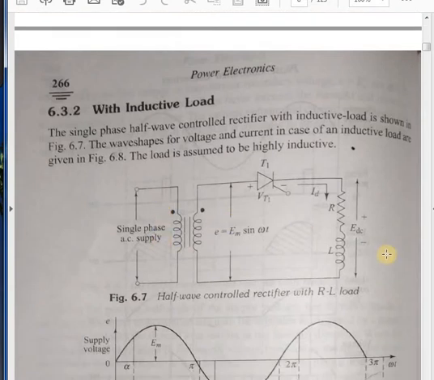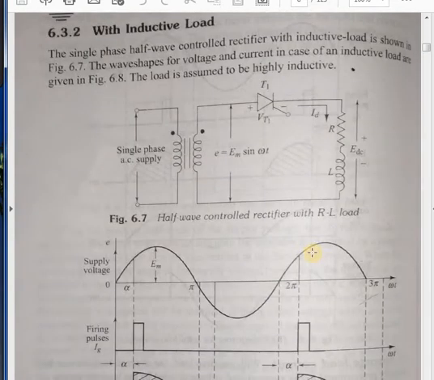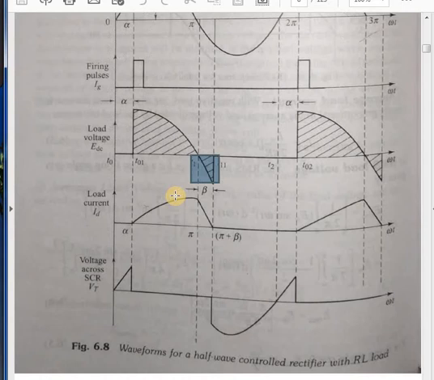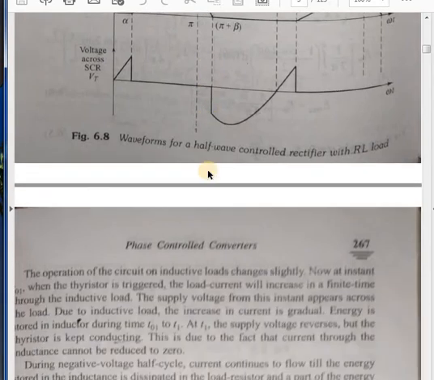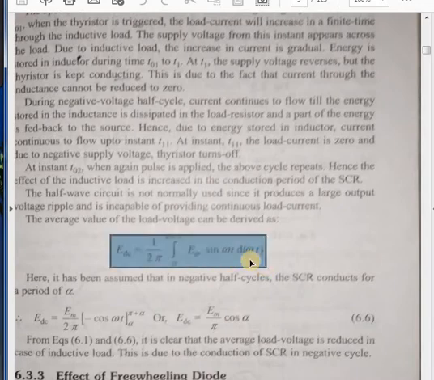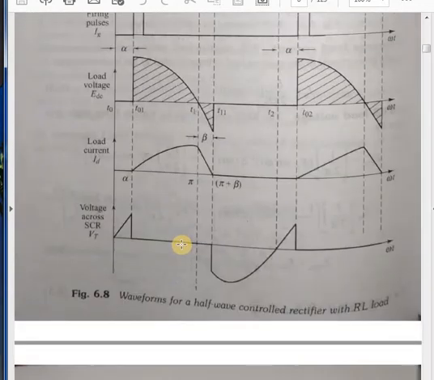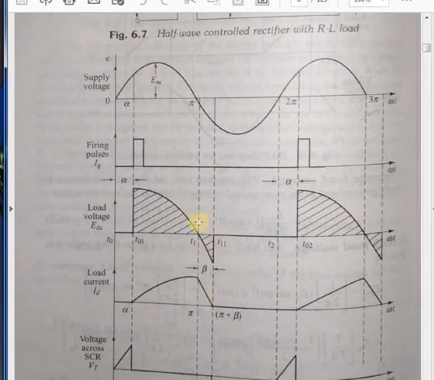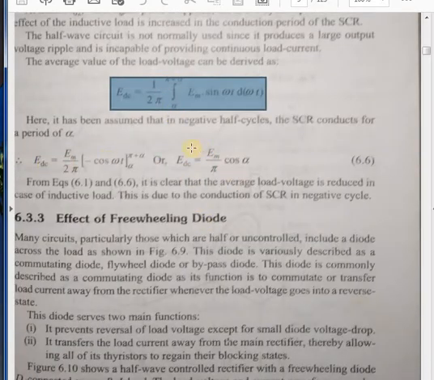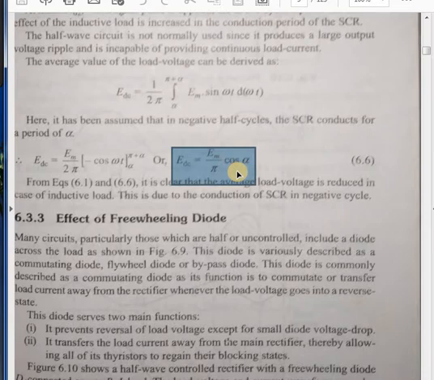Okay, with inductive load, now you will consider both R and L. When both R and L are considered, you will get a peak spike in the negative voltage because of the current present in the inductor getting discharged. Here also the average load voltage will be considered from alpha to pi plus alpha, because after pi also this voltage is conducting. So that's the reason it is pi plus alpha. If you solve that, your EDC will be Em by pi into cos alpha.